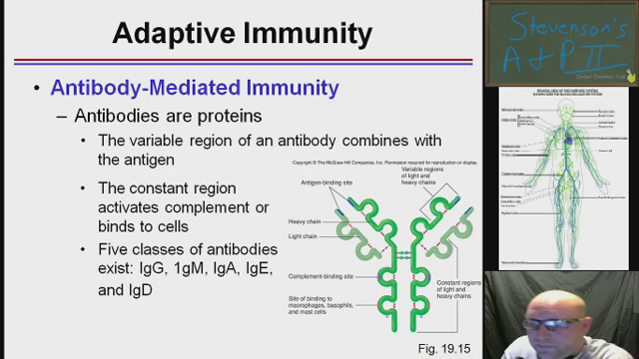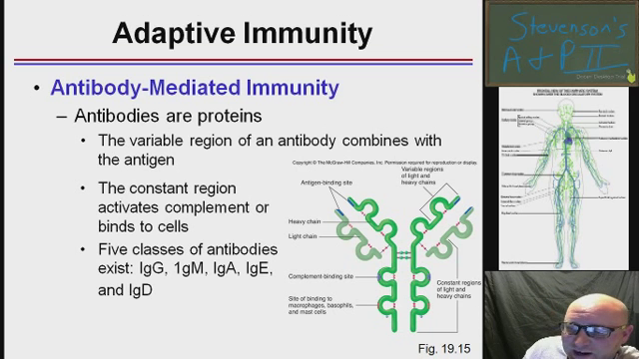Antibody-mediated immunity. Antibodies are proteins, and these proteins have variable regions. Their constant regions will activate the complement system or bind to cells, but the variable region is what is used to identify invading pathogens. There are 5 classes of antibodies: IgG, IgM, IgA, IgE, and IgD. Pay very, very close attention. Some are going to be very prevalent and some you won't see very much at all in the process.